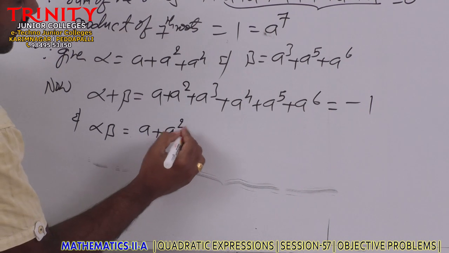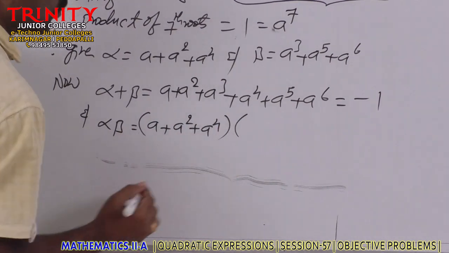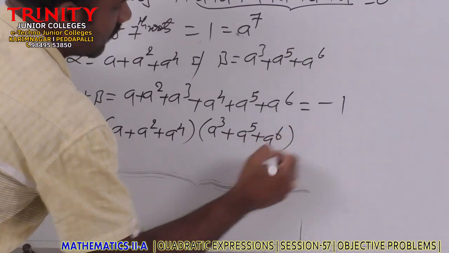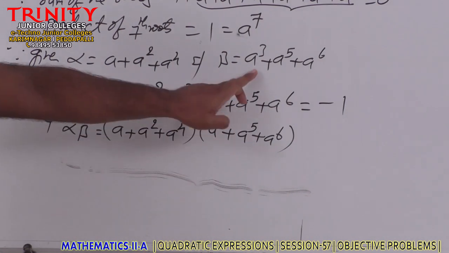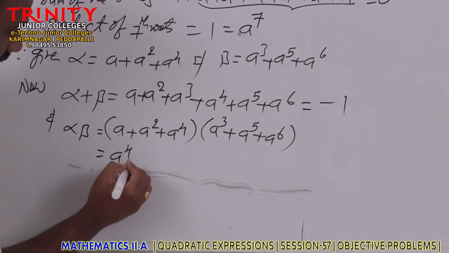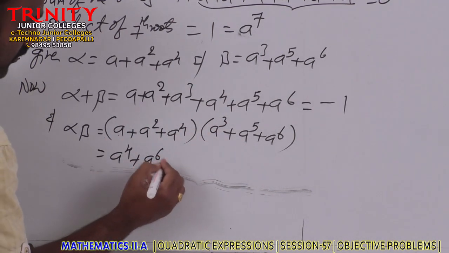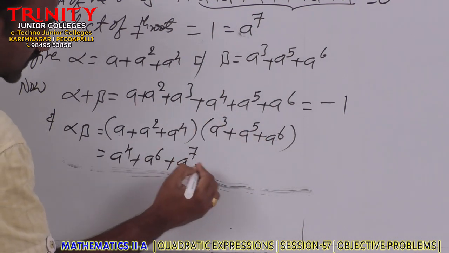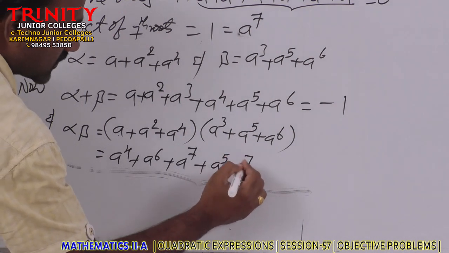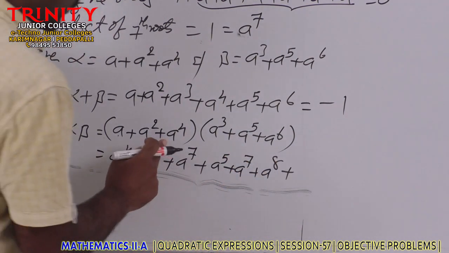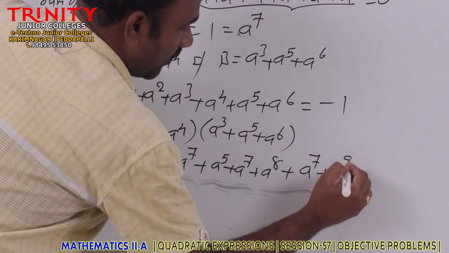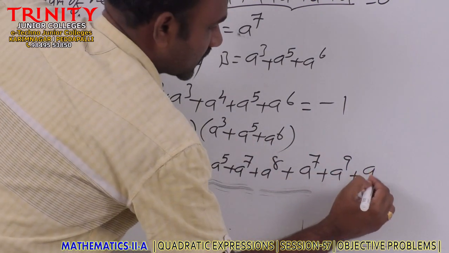And alpha into beta, the product of the roots, is (a plus a square plus a power 4) into (a cube plus a power 5 plus a power 6). Now go for multiplication: a into a cube is a power 4, a into a power 5 is a power 6, a into a power 6 is a power 7, plus a square into the bracket gives a power 5, a power 7, a power 8. Then a power 4 into the bracket gives a power 7, a power 4 into a power 5 is a power 9, a power 4 into a power 6 is a power 10.